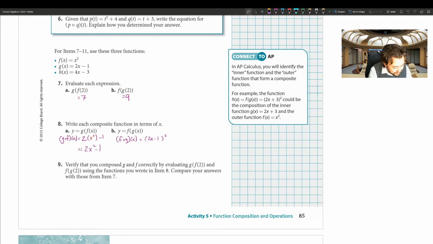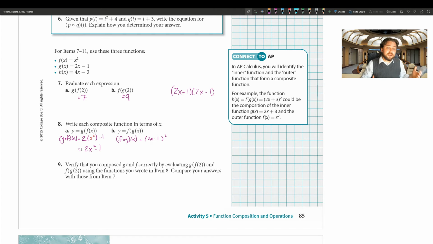If I was a good mathematician, I'm going to do this over the side. 2x minus 1. We're going to distribute that out, the square. 2x times 2x is 4x squared. And then we get a minus 2x, and another minus 2x, and a plus 1. So this equals 4x squared minus 4x plus 1.